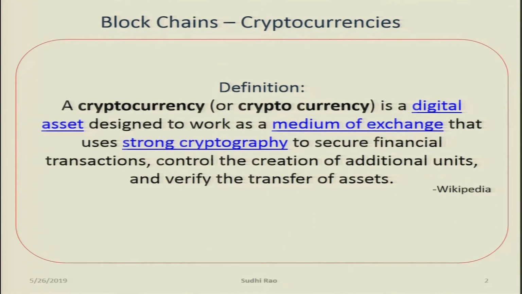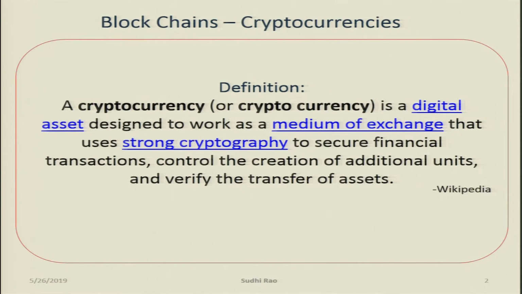So, we will look at cryptocurrencies in this class, and as always let us start with a definition. A cryptocurrency, one word or two words, crypto and currency, is a digital asset designed to work as a medium of exchange that uses strong cryptography to secure financial transactions, control the creation of additional units, and verify the transfer of assets. This I have taken from Wikipedia, a commonly used source.